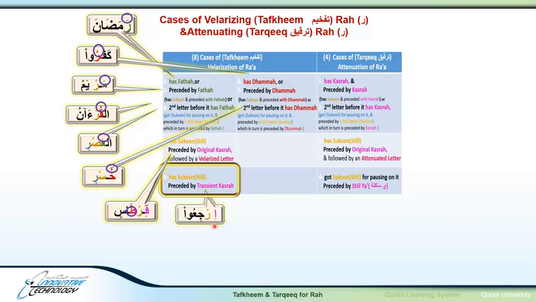Irji'u. Irji'u, the hamzatul wasl, the hamza here under the alif, is a transient hamza. And that kasra that it has is also a transient kasra. In that case, because of that, the ra that follows it should be having tafkheem. Let's listen.